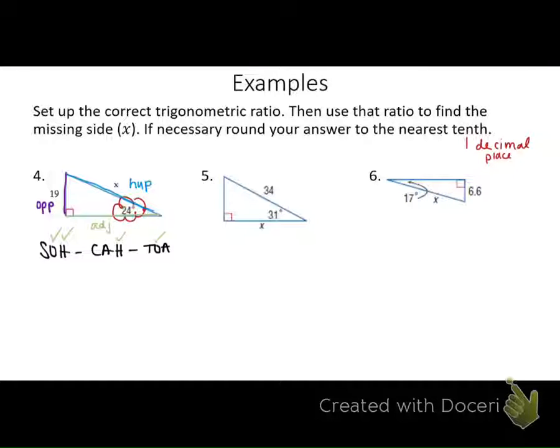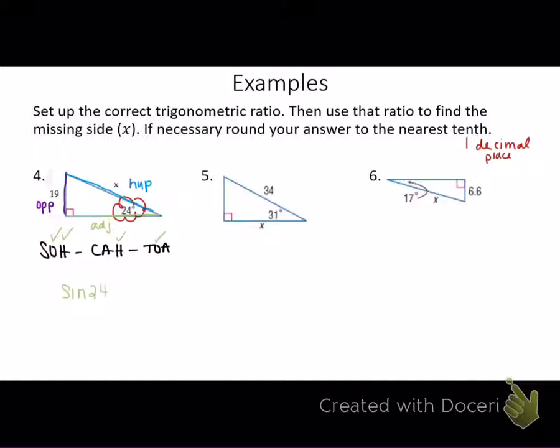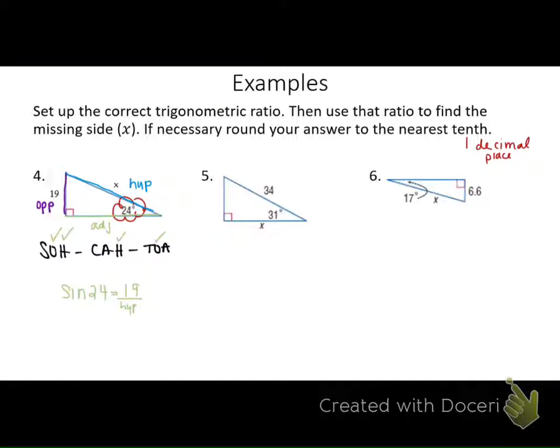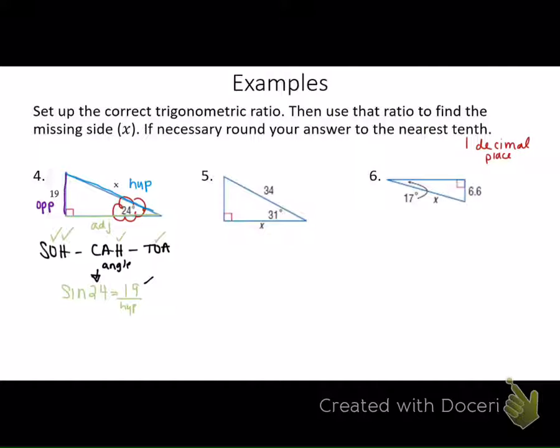So we're going to set up our trig function, and you always put the angle on the inside, so it's sine of 24 equals opposite over hypotenuse. So the angle goes here. This is the opposite, and that's the hypotenuse. And I wrote hypotenuse instead of x. Sorry, guys.